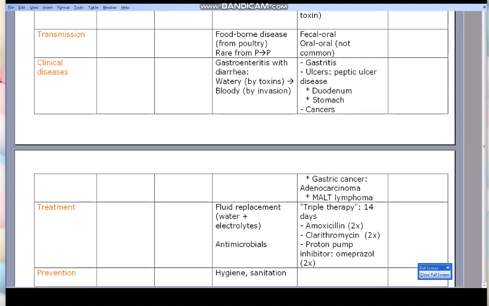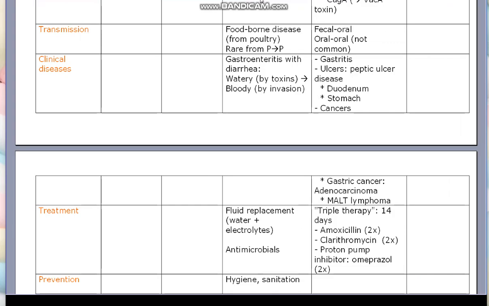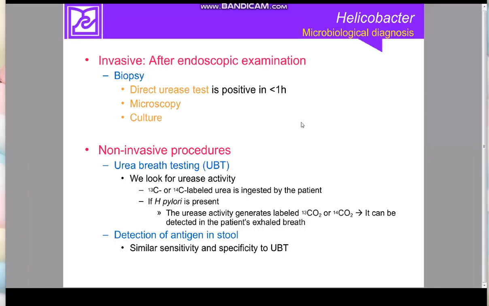And before we finish Helicobacter, we want to say some words about the diagnosis, because this is an important disease. We can make the diagnosis of Helicobacter pylori in 2 different ways. We can make the diagnosis by taking a sample from the stomach, so taking a biopsy from the stomach. So this is the invasive way. We have to enter the stomach and take a biopsy.